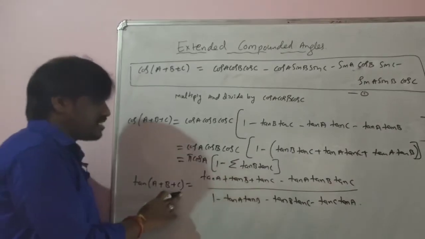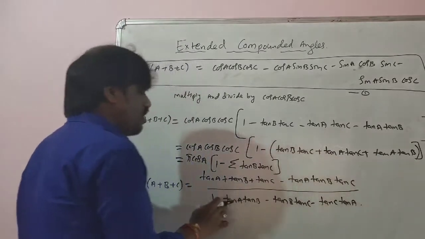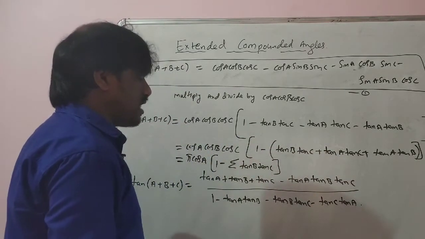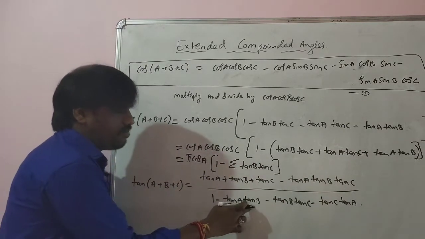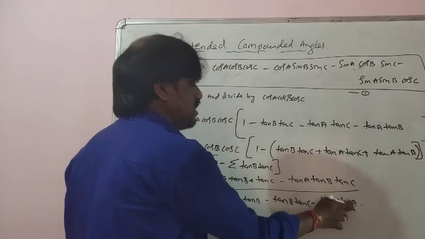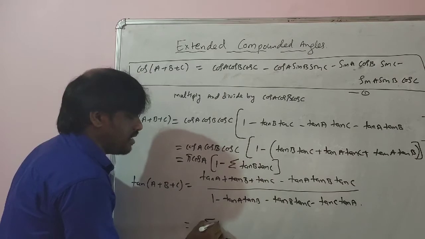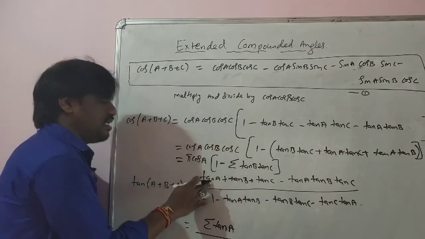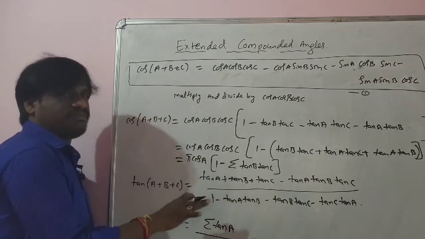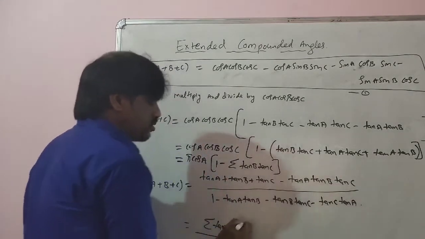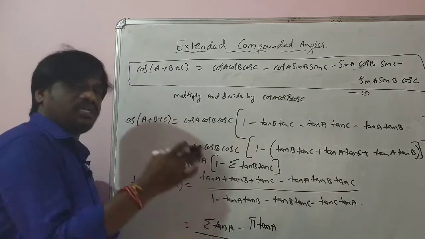So the tan(A+B+C) formula is tan A plus tan B plus tan C minus tan A tan B tan C, upon 1 minus tan A tan B minus tan B tan C minus tan C tan A. This can be written as sigma tan A, which is a cyclic sum of A, B, C, meaning tan A once, tan B once, tan C once, added. And this is the product, so pi tan A, meaning tan A into tan B into tan C.